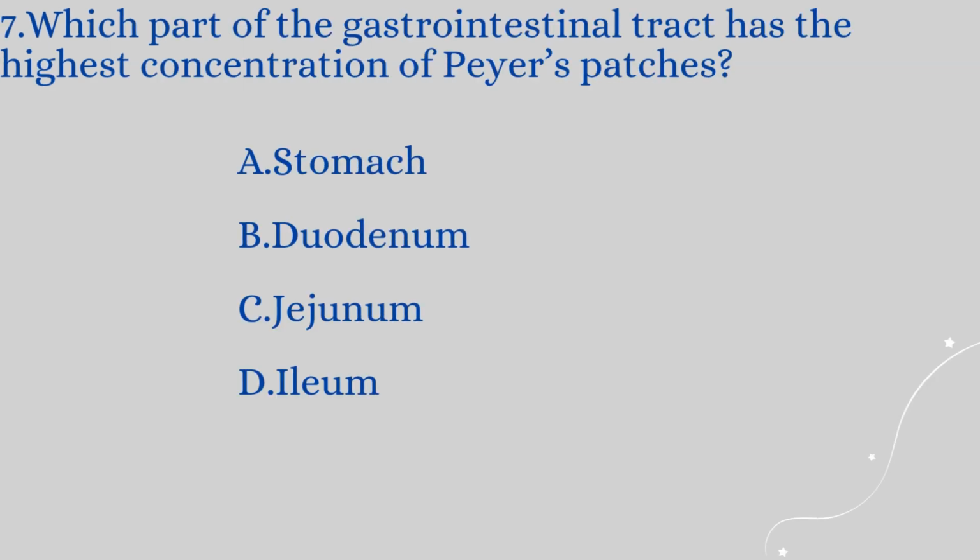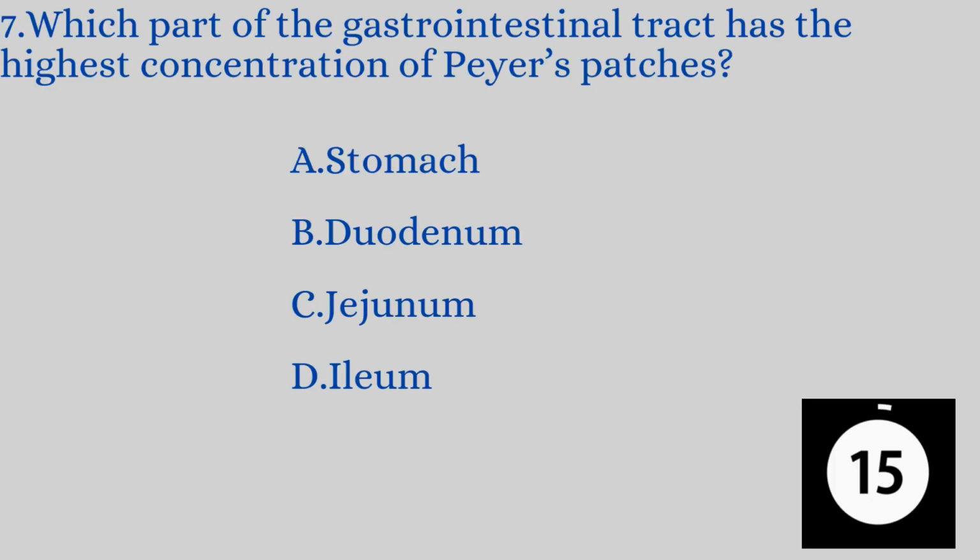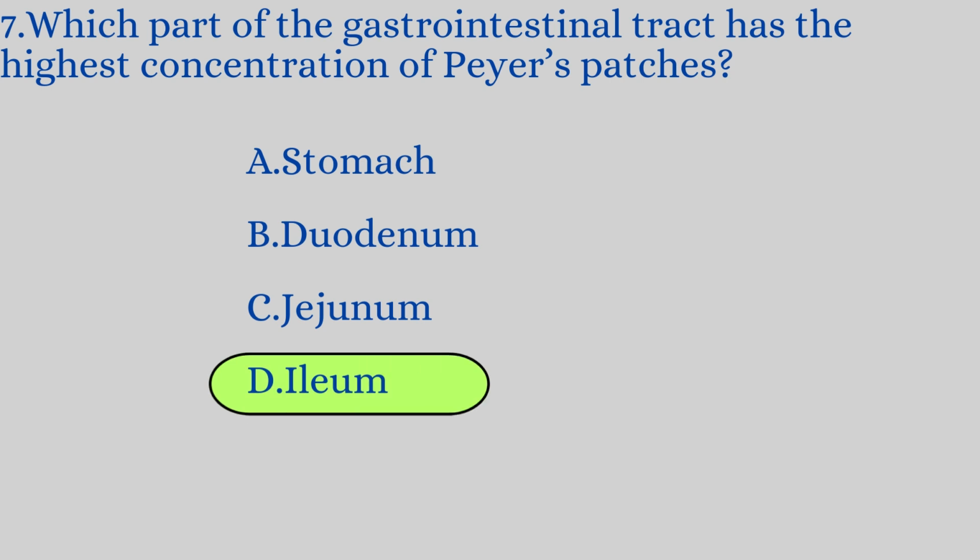7. Which part of the gastrointestinal tract has the highest concentration of Peyer's patches? A. Stomach, B. Duodenum, C. Jejunum, D. Ileum. The answer is D. Ileum.